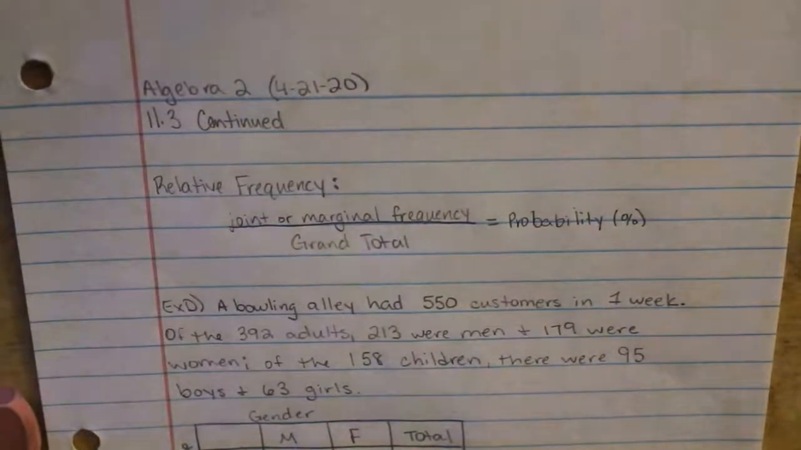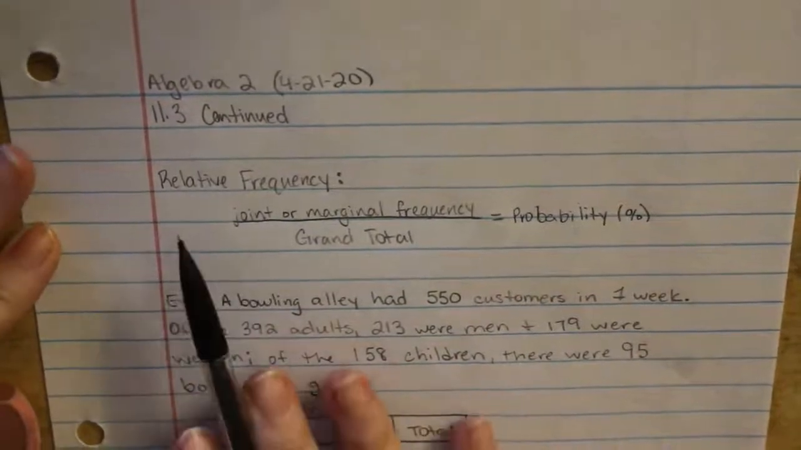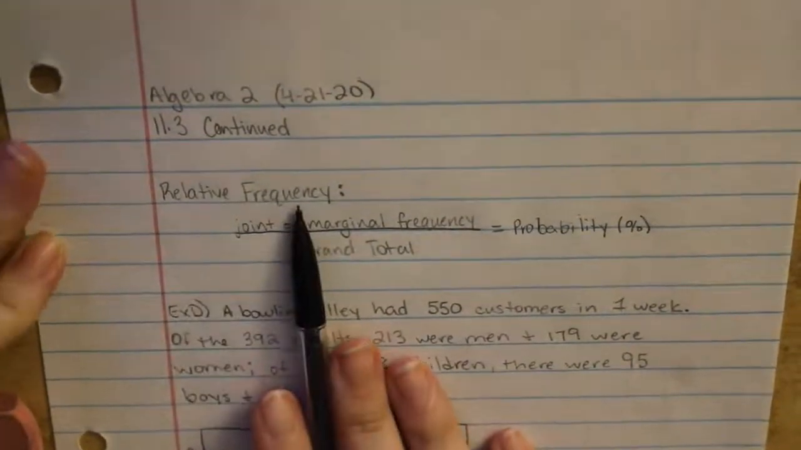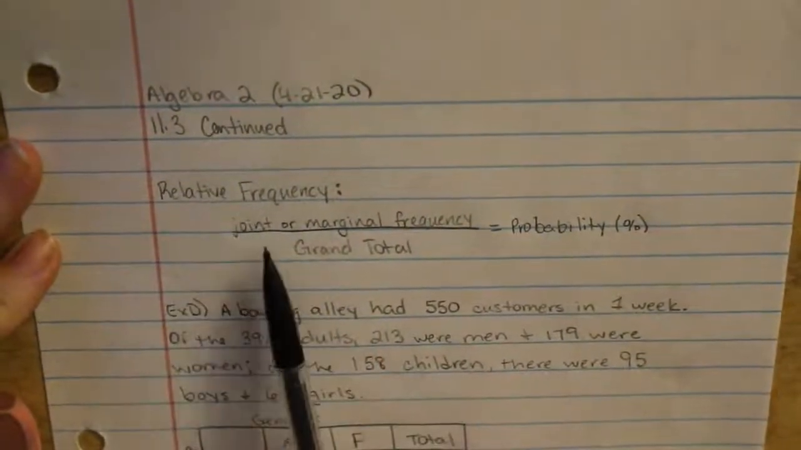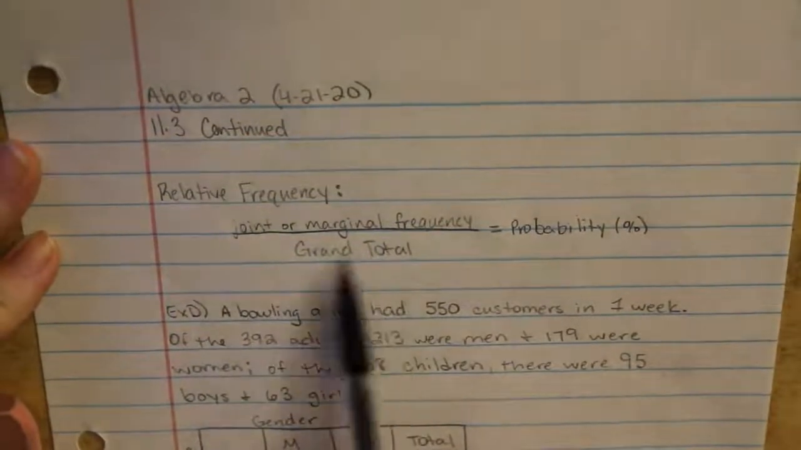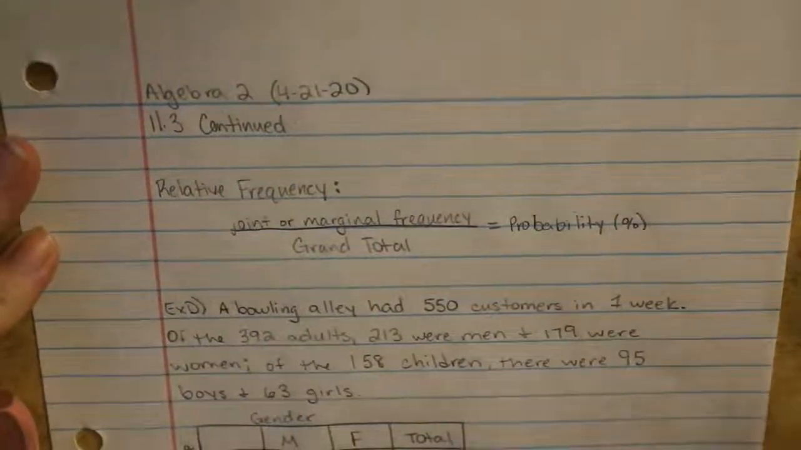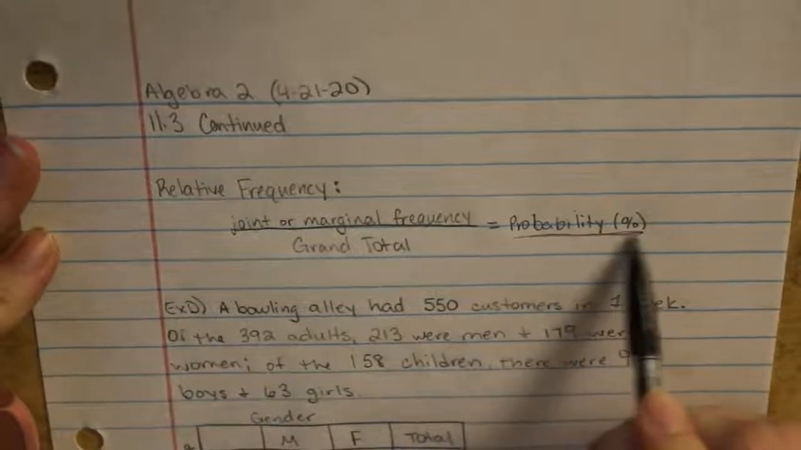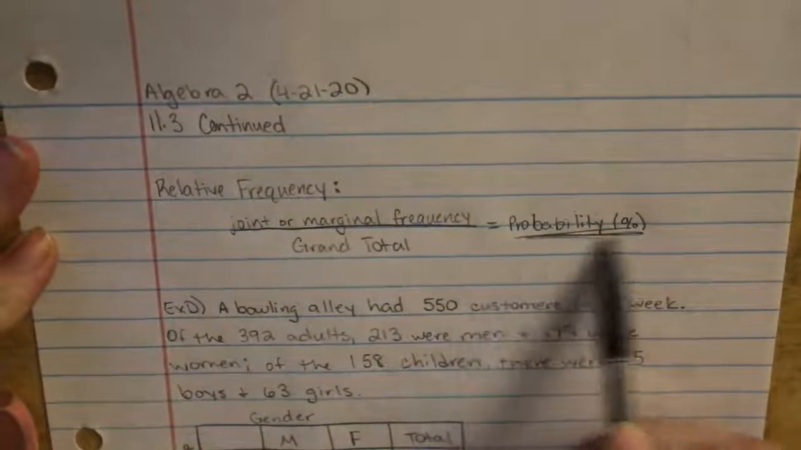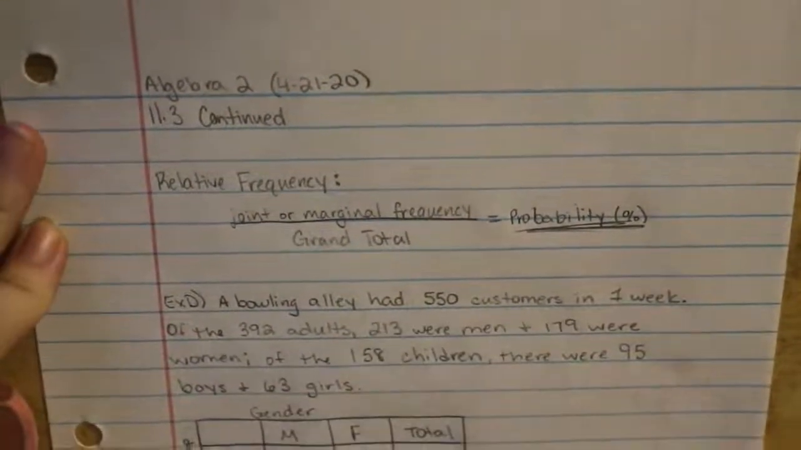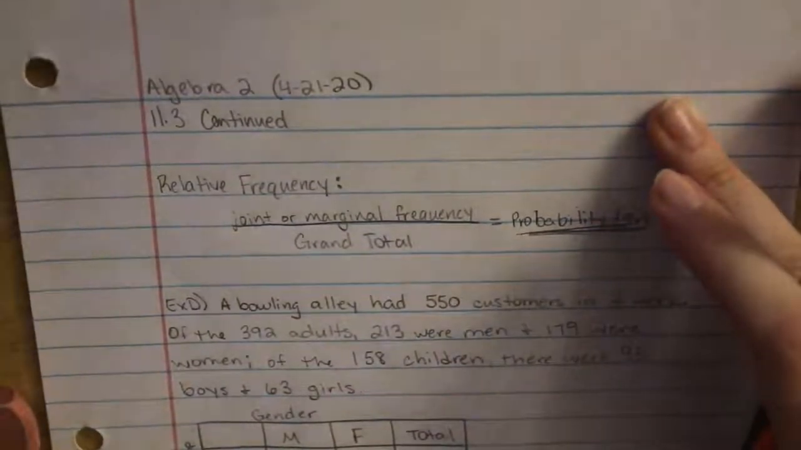Okay, we are continuing on with 11.3. So what I wrote down for you is what relative frequency is. Relative frequency is simply the joint or the marginal frequency divided by the grand total, and it's going to give you a probability that is a percent. So that's the main thing here: this is when you have all the numbers. I'm going to talk about that, okay?